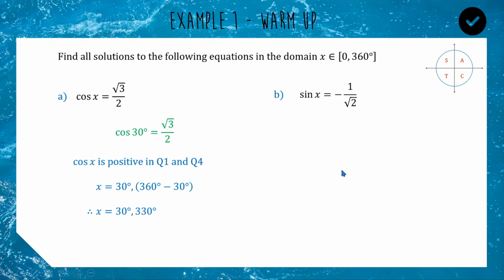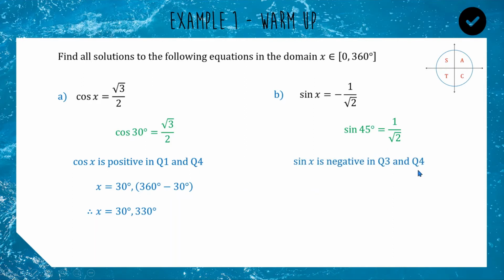Let's have a look at B. We've got sine x is equal to minus 1 over root 2. So first thing is we've got to know our exact values and say, well, that's familiar because I know that sine of 45 is equal to 1 over root 2. However, the right-hand side is negative. What that tells us is we're going to be looking at solutions in the negative quadrants for sine. Okay, so sine is positive in 1 and 2, and it's negative in quadrants 3 and 4.